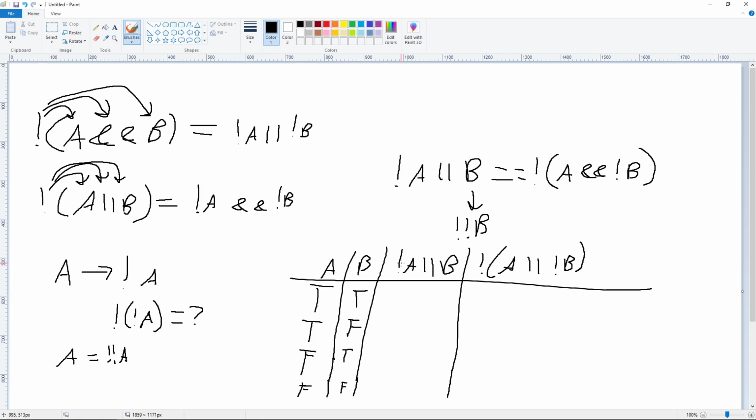So here we go. They're both true. Not true is false. False or true is true. It's true for A and false for B. Not true is false. False or false is false. Then A false: not false is true, and true or anything is automatically true. And A is false again. Not false is true. True or anything is true, so I can short circuit and not even think about it. So that's the output for this one.